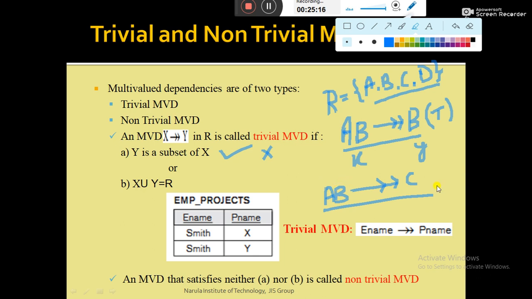If you union A, B and C, then we are not getting back the relation R, because relation R has four attributes A, B, C, D. But if you union A, B, C, we are just getting A, B and C; D is not there. So the second condition is also not holding. So we can say that this MVD is non-trivial. I am writing it in short as NT. So non-trivial MVD means neither A nor B is satisfied.